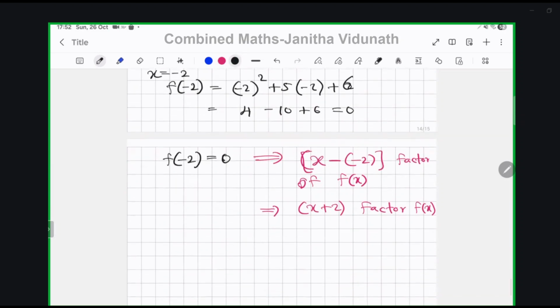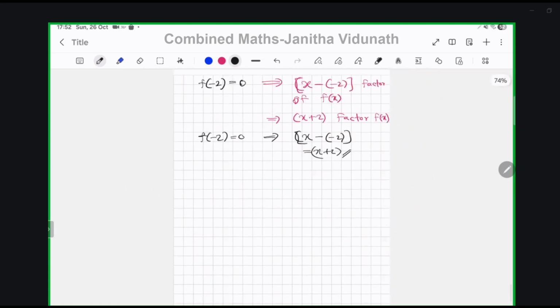That means if f(2) is 0, then x minus 2 should be our factor. That means if f(-2) is 0, then x plus 2 should be our factor. Okay, please write down this example also.